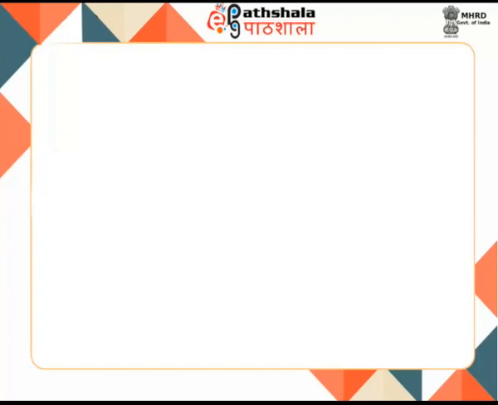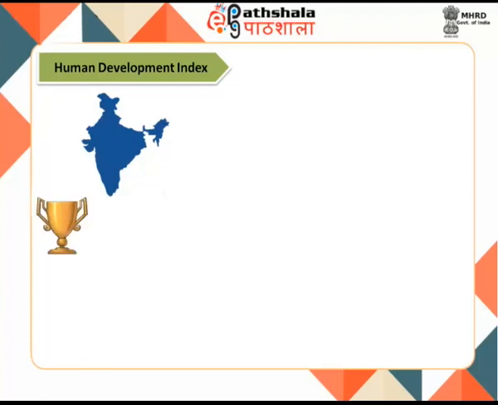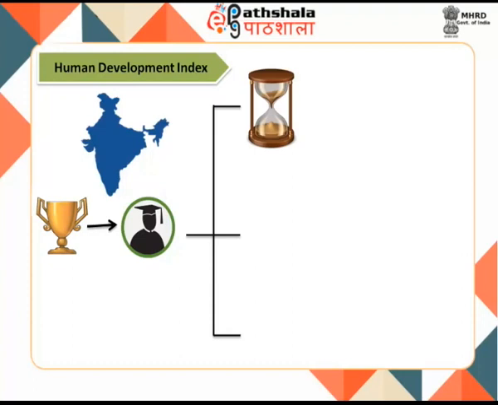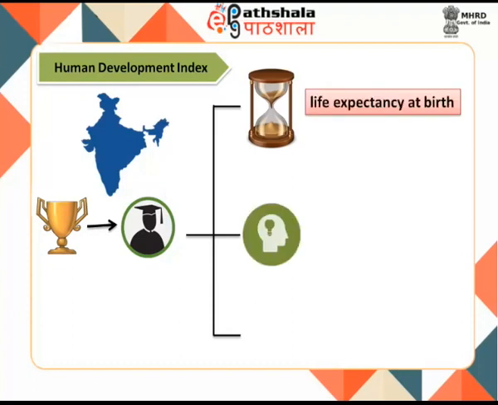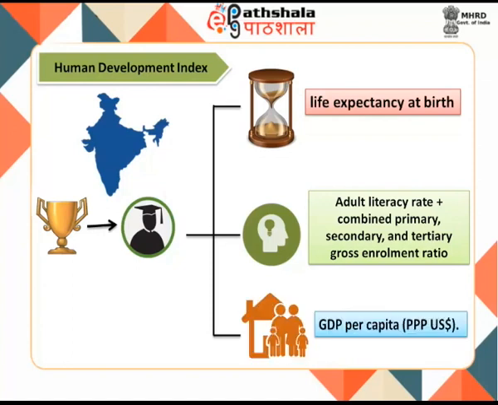Let's learn the concept of the Human Development Index. HDI is a summary composite index that measures a country's average achievements in three basic aspects of human development: longevity, knowledge, and a decent standard of living. Longevity is measured by life expectancy at birth. Knowledge is measured by a combination of the adult literacy rate and the combined primary, secondary, and tertiary gross enrollment ratio, and standard of living by GDP per capita.